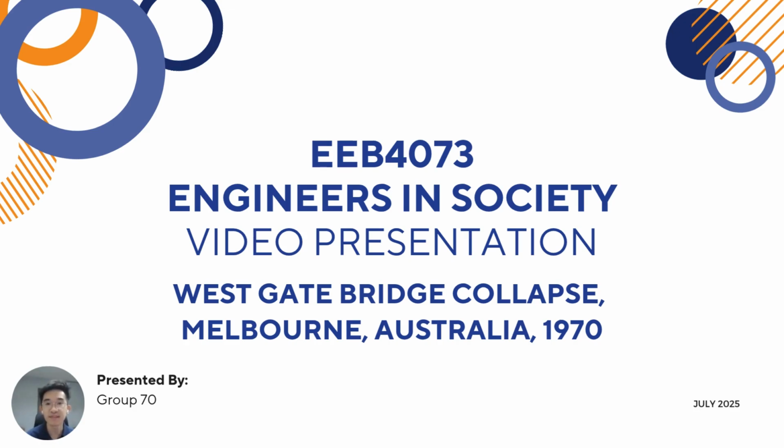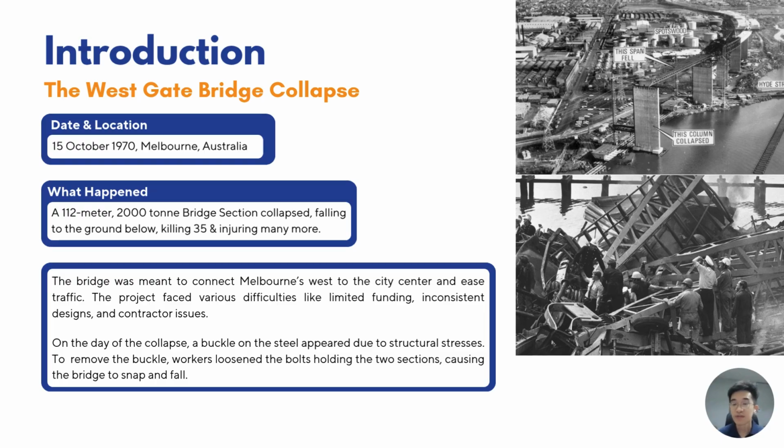In this video, we'll be presenting on the Westgate Bridge collapse in 1970. On 15 October 1970, a construction disaster happened. A 2,000-ton bridge section collapsed, killing 35 men below. This is the Westgate Bridge collapse in Melbourne, Australia.